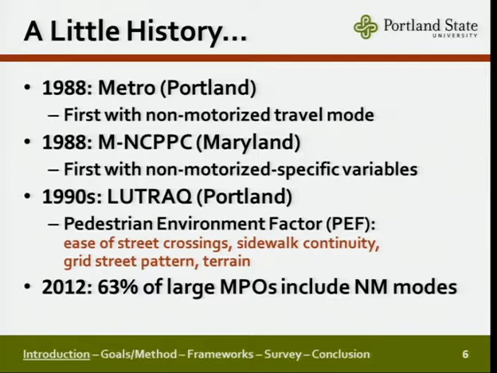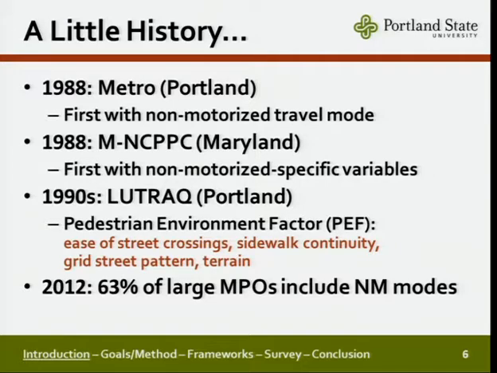In the 60s and 70s, they became more sensitive to transit uses, but it wasn't until the late 1980s that we actually saw the first inclusion of non-motorized travel into this same framework. Here in Portland, Metro was the first to do that in 1988. At about the same time, in the suburbs of DC in southern Maryland, an agency actually incorporated some non-motorized specific variables into their model to try to get at some of the land use and environmental impacts on travel by walking and biking, things like bicycle facilities, bike lanes, or maybe sidewalks.